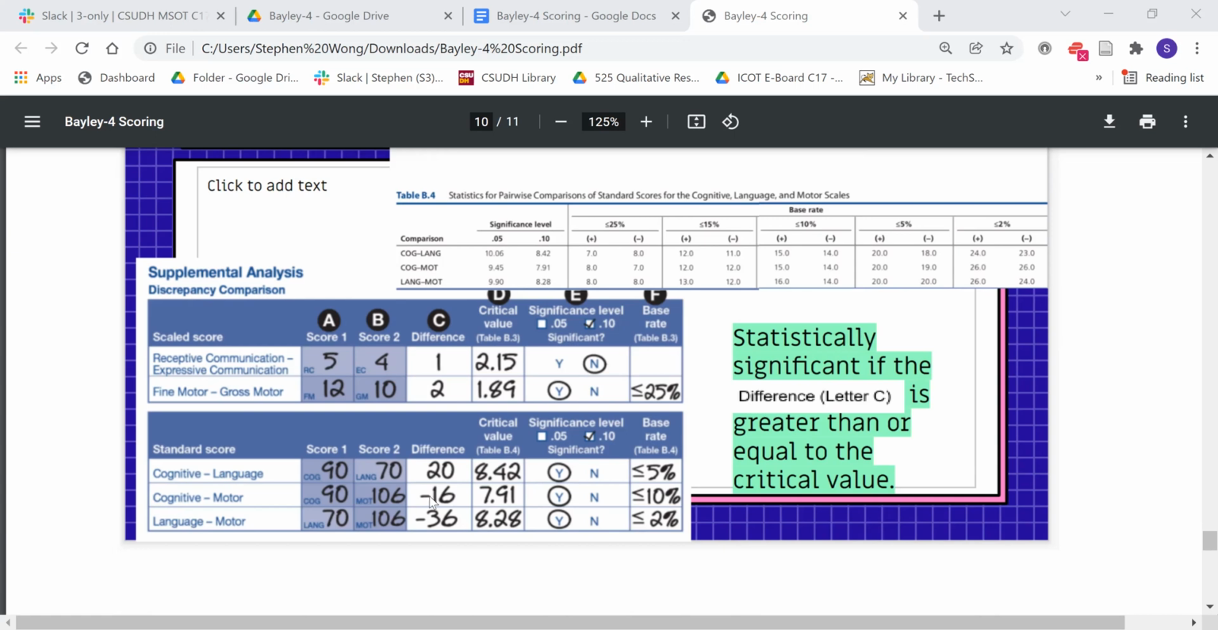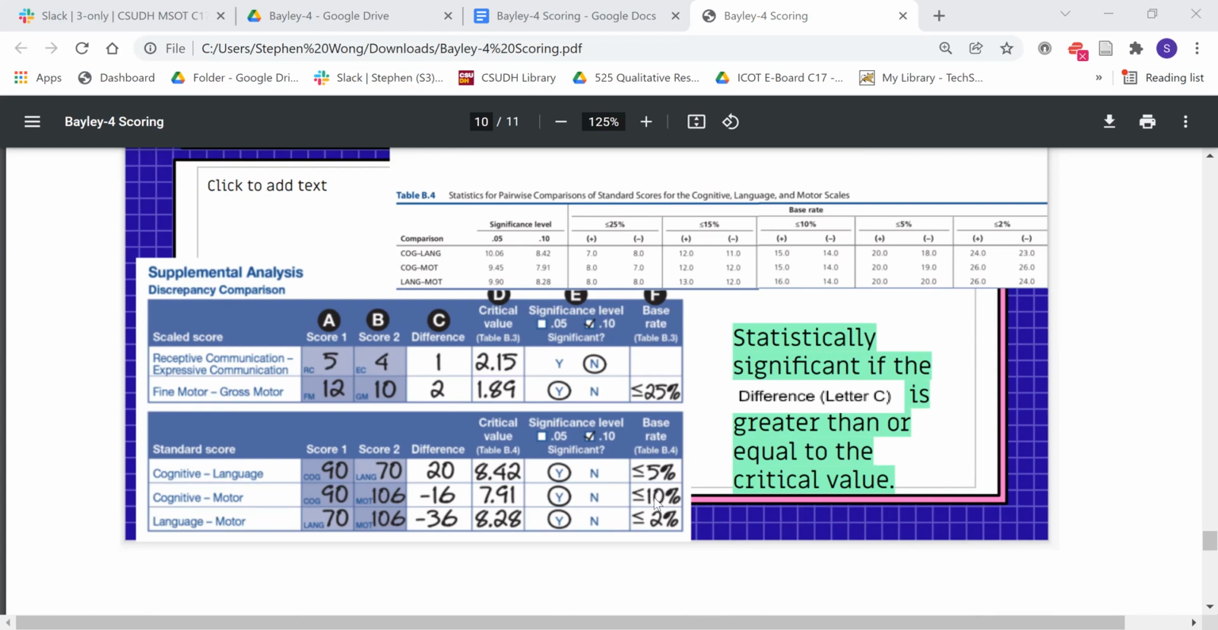This is why the absolute value matters, because negative 16 is less than positive 7.91. But if we take the absolute value of negative 16, it becomes 16, and 16 is greater than or equal to 7.91, the critical value. So it's greater, so we circle yes for significant.